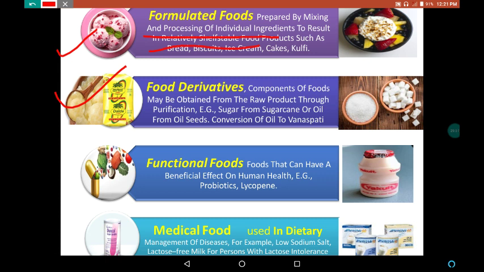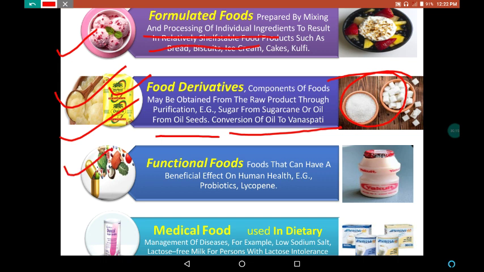Next is food derivatives. In industry, components of food may be obtained from the raw product through purification. For example, sugar from sugarcane, or some oil seeds, conversion of oil seed to vanaspati ghee. These are the food derivative items which are obtained from the raw product through purification of that food. Clear?